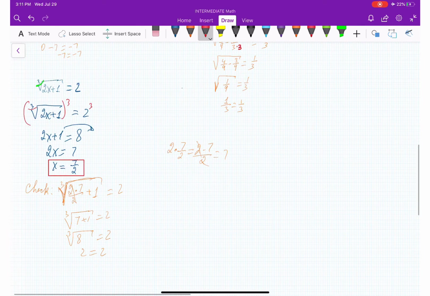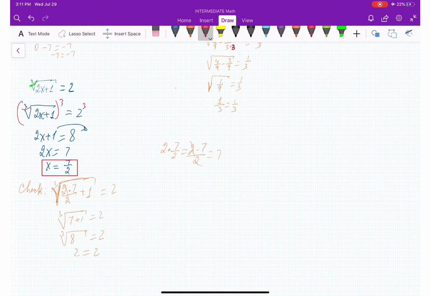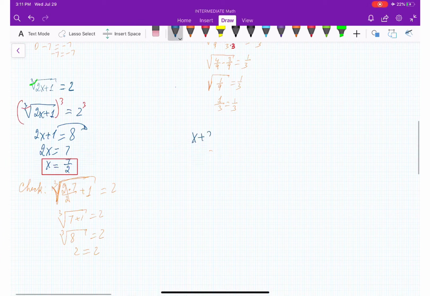All right. Next one. That will be question number 6. I solved 5 questions so far. Hopefully it's helping you. So square root x plus 3 is equal to one plus square root x minus 6.